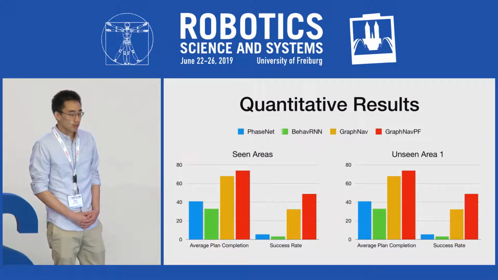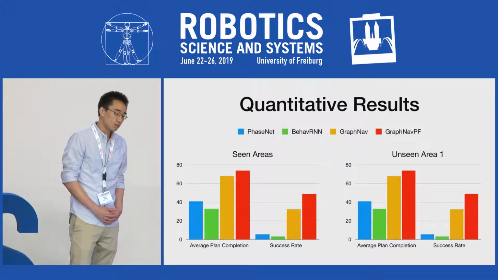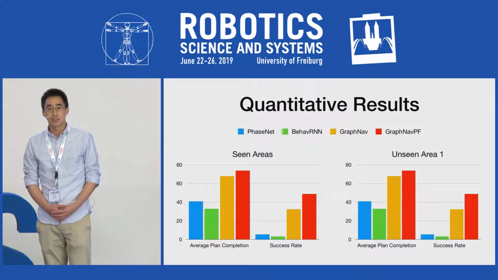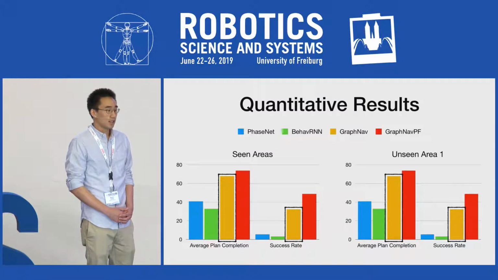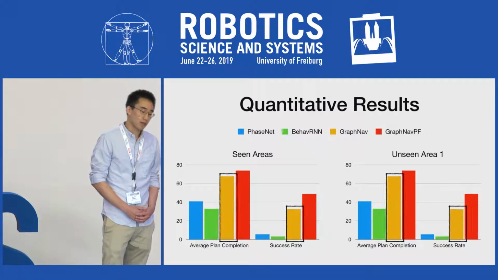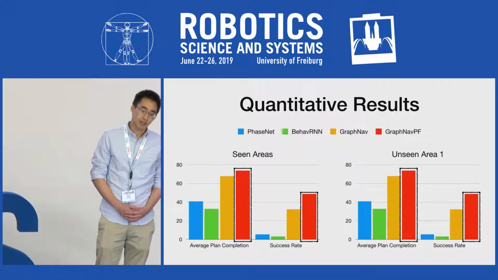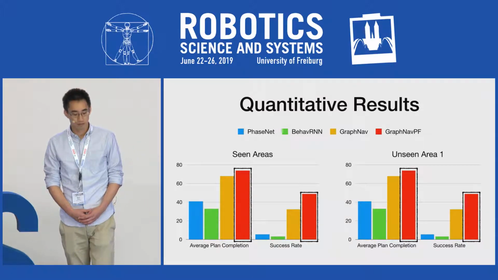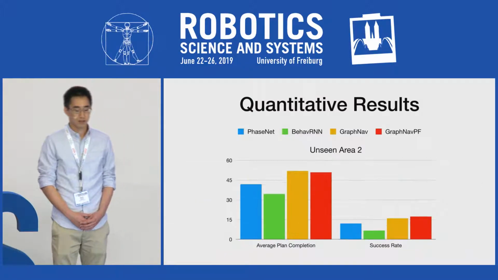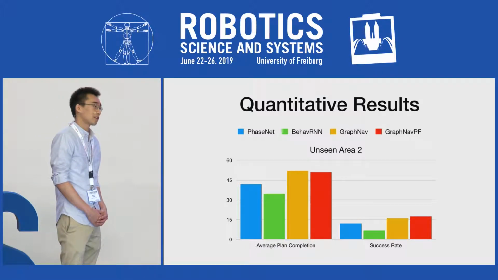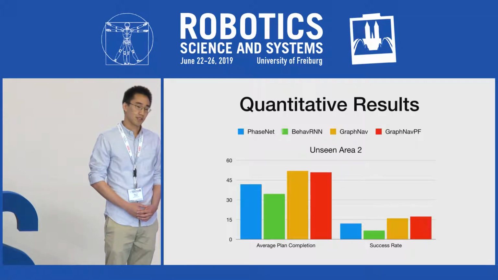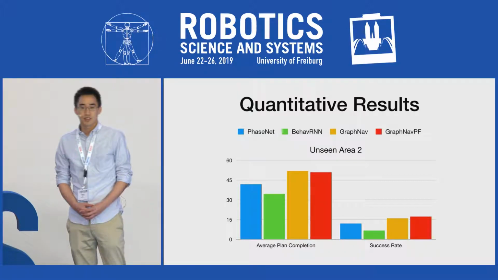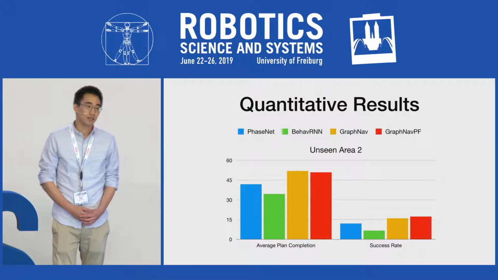We evaluate our approach using average plan completion and success rate for reaching a destination. Our approach outperforms the baselines and works even better when combined with the particle filter, denoted here as GraphNavPF. However, on one particular area, the difference between our approach and the baselines is not significant. We hypothesize that this is because the environment is drastically different from the trained environments.